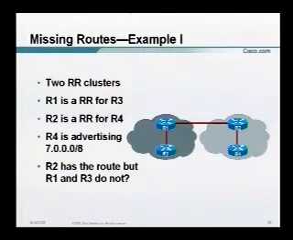Here's one example. We've got two route reflector clusters. Routers 1 and 3 are in the first one, routers 2 and 4 in the second one. Router 1 is the route reflector, and router 2 is the route reflector, respectively, for the two clusters. Router 4 is advertising a prefix, I've said network 7/8 here. Router 2 has the route, but 1 and 3 do not. That causes lots of head scratching because people don't understand why. We've set it all up according to the manual, and it's all just wonderful.